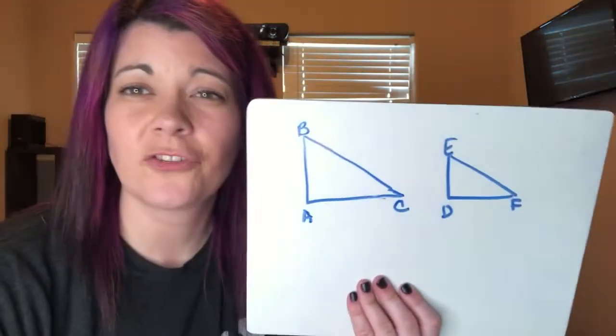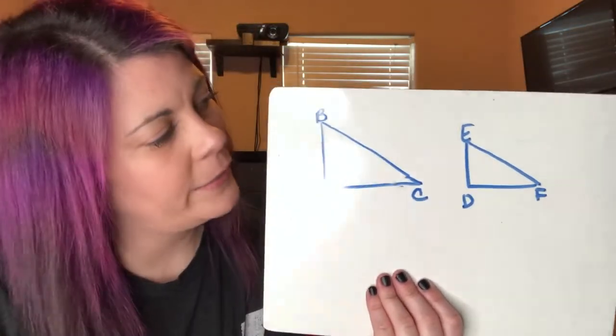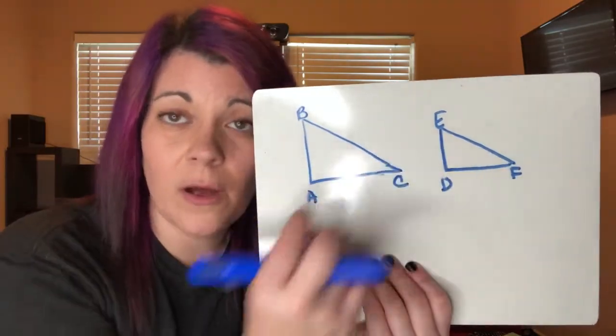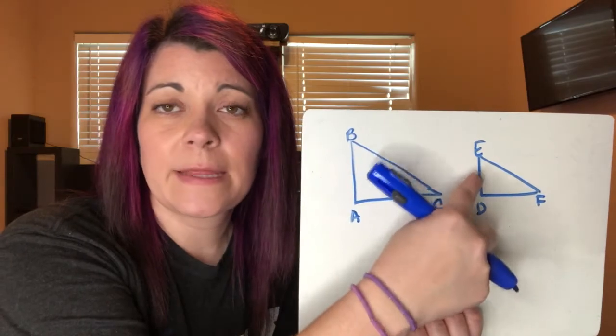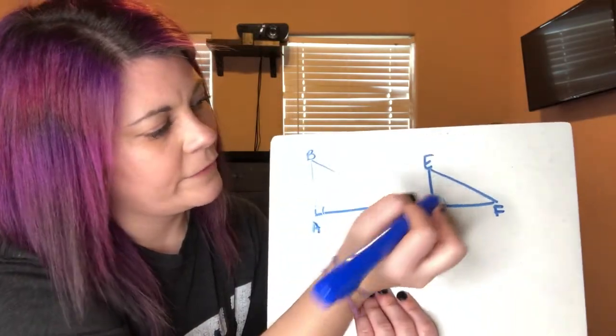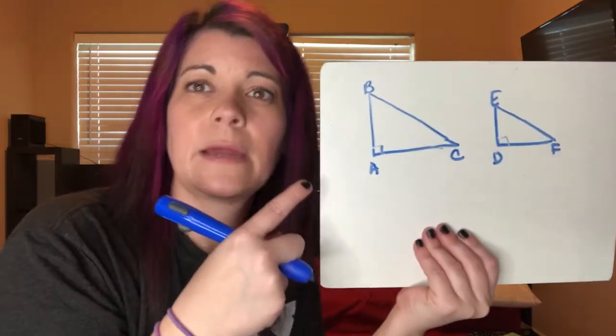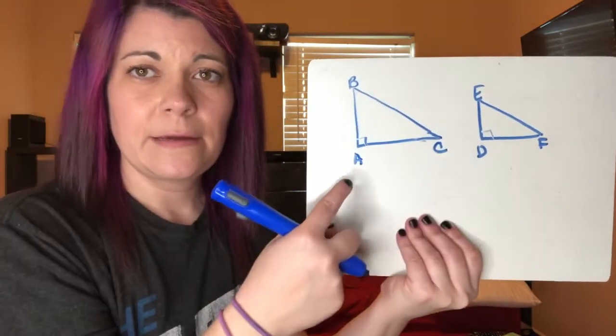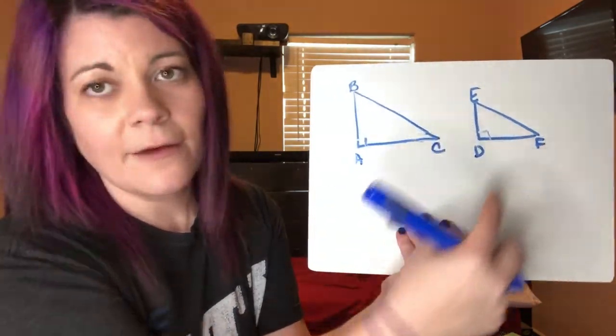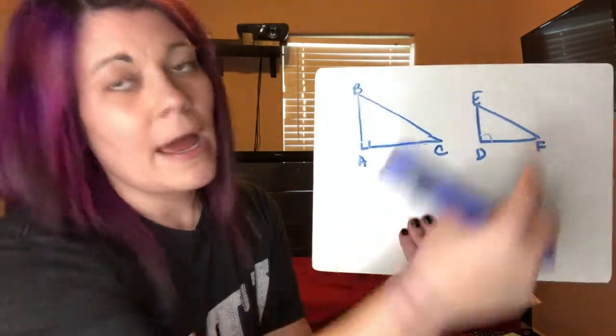If I have a triangle ABC, and then I have another one, and I say that these are similar, what corresponding sides means is that they're in the same position on the other triangle. So AB corresponds to ED. We know these are right triangles, so we know that these triangles are turned the same way. So AB corresponds to ED, AC will correspond to DF, and BC corresponds to EF, okay?